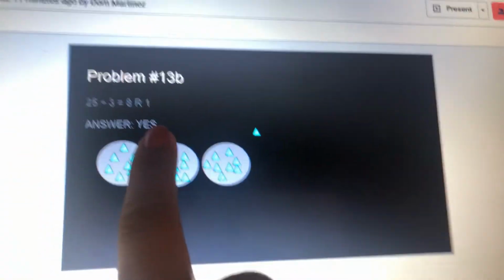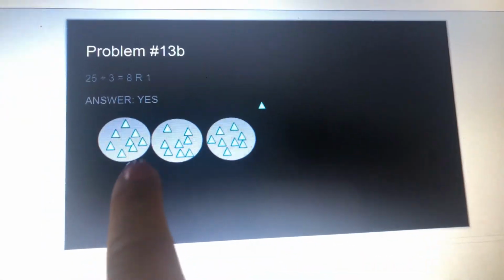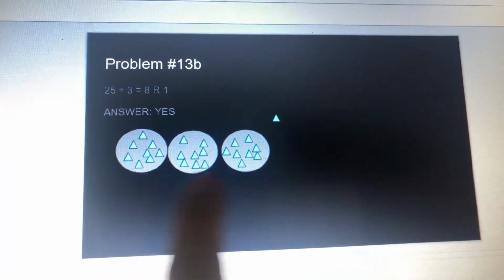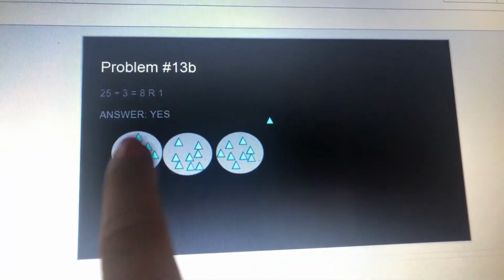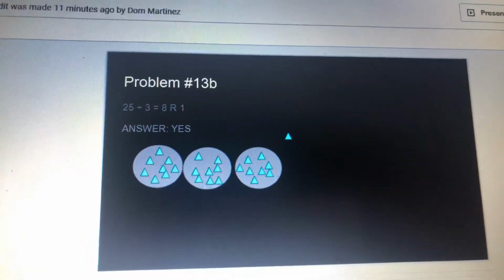This one did have a remainder, so it should have said yes. It would have been 8 with a remainder of 4. So 25 divided by 3, those 25 pieces, I was able to put 8 into each of these 3 groups, and I had 1 remaining piece.